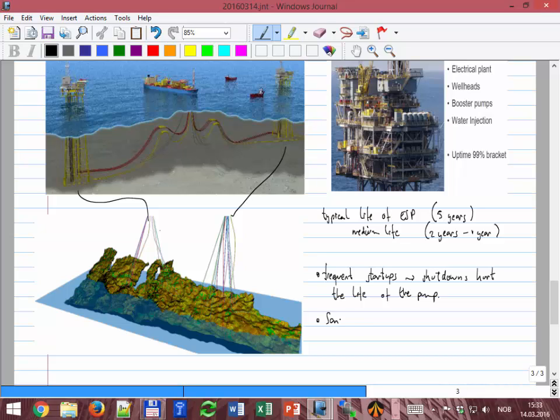Also, something else is sand production. It also affects the life of the ESP in a negative way.